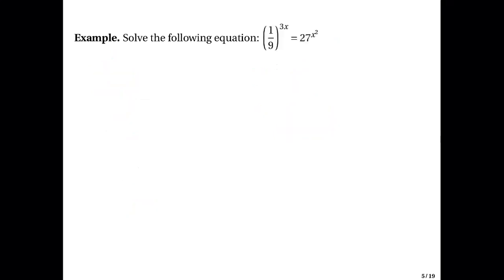Now let's work on this. Solve the following equation: 1 over 9 raised to 3x equals 27 raised to x squared. Okay?